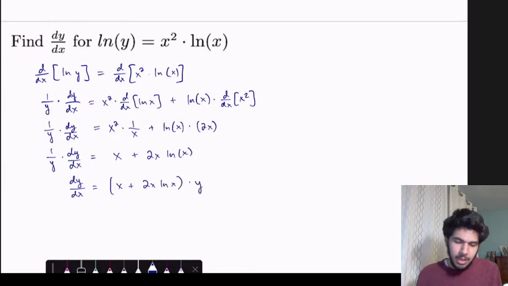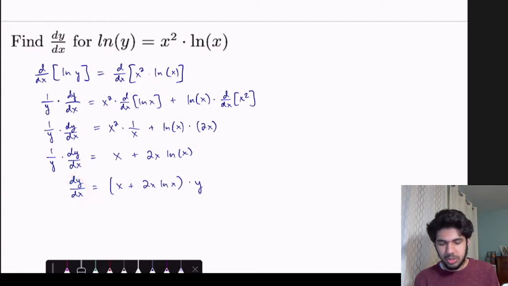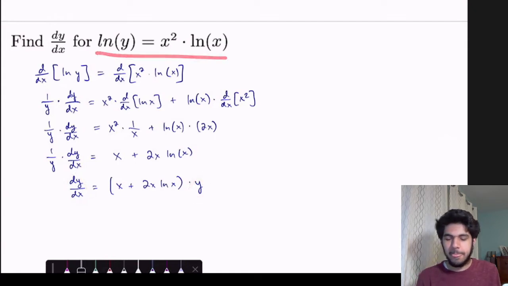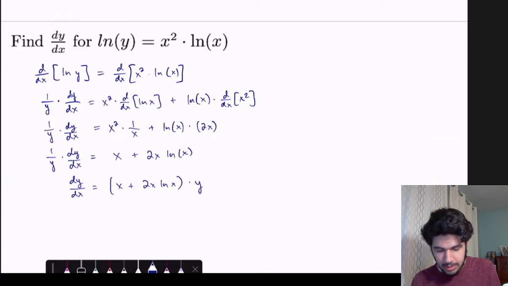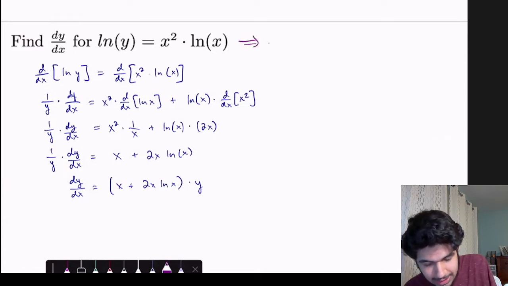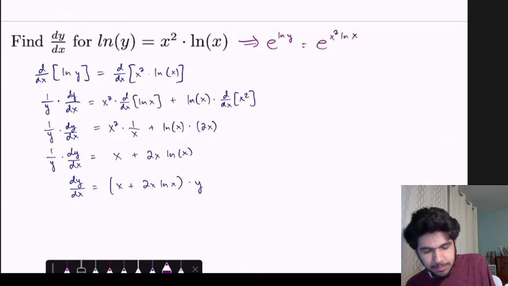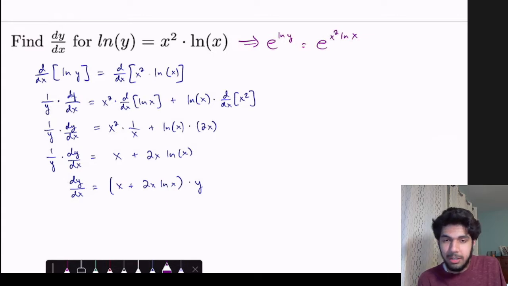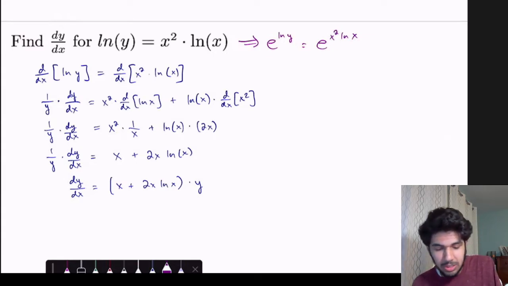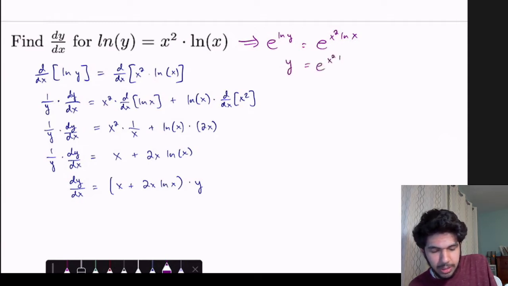times y. And what we could do here is, sometimes we don't like to see this y on the right-hand side when we're solving for dy dx. So we can substitute for this y. And for that, we'll have to look up here. If ln of y equals x squared times ln of x, then that means that e to the ln of y equals e to the x squared ln of x. And e to the ln of y, when we were talking about our logarithmic properties, we showed that that's equal to y. So y equals e to the x squared ln of x.